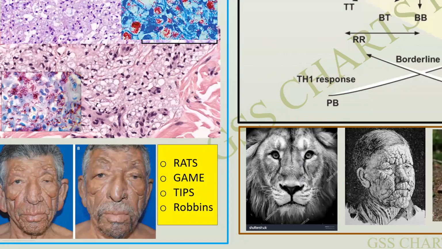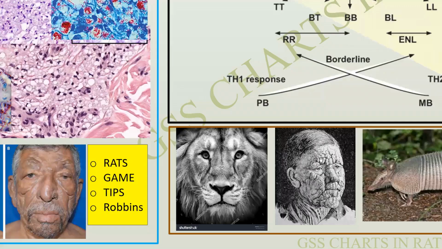Once again, it is depicted in this picture. Loss of the eyebrows, the eyelashes, exposure keratitis, thickening and coarse facies, collapse of the bridge of the nose, thickening of the earlobe and the tragus.